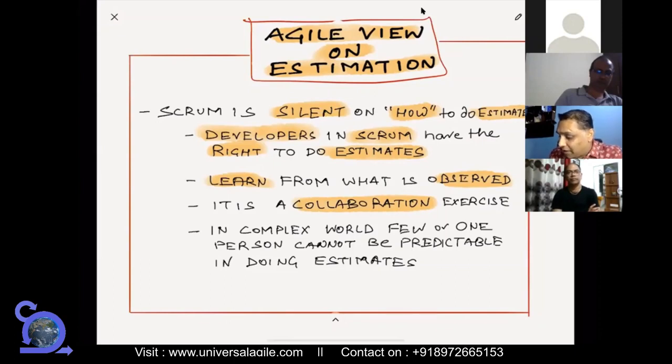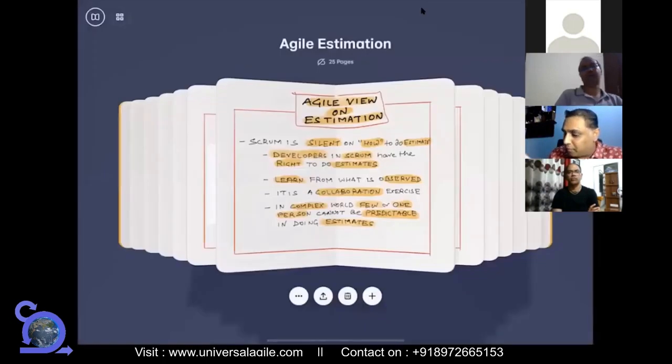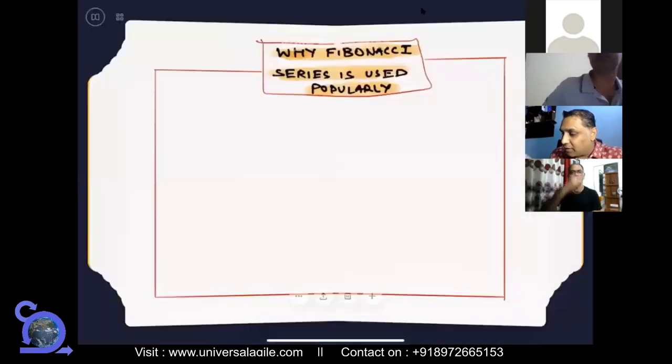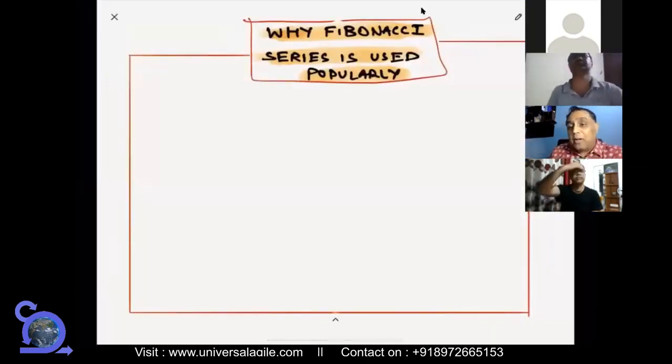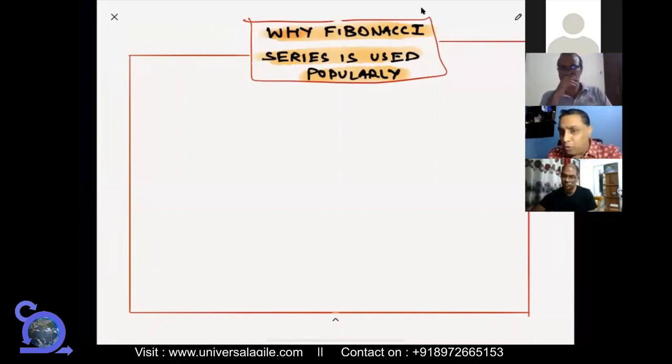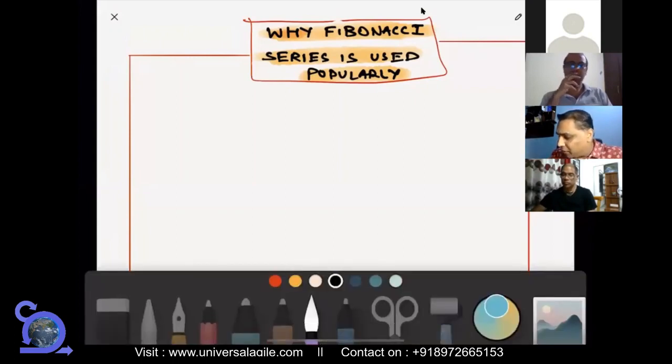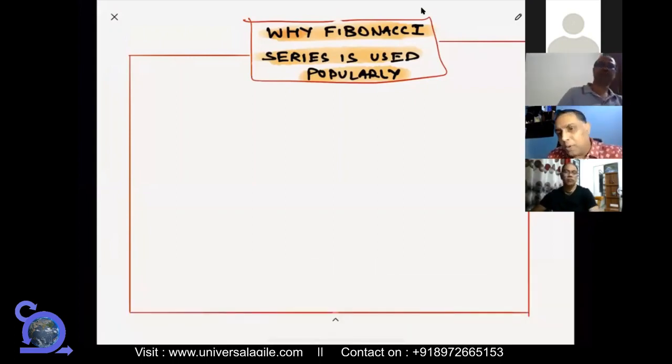Then the next thing we are saying is, in complex world, a few people or one person cannot be predictable in doing estimates. Clear to everybody now? So this is also something we need to remember. Now with this thought process, let's come to why the Fibonacci series is used for sizing, right? All of you know that we largely, not everywhere, but largely use the Fibonacci series for sizing. Now what is the rationale behind it? Let's understand that. But before that, let's understand what a Fibonacci series is, for people who don't know it.